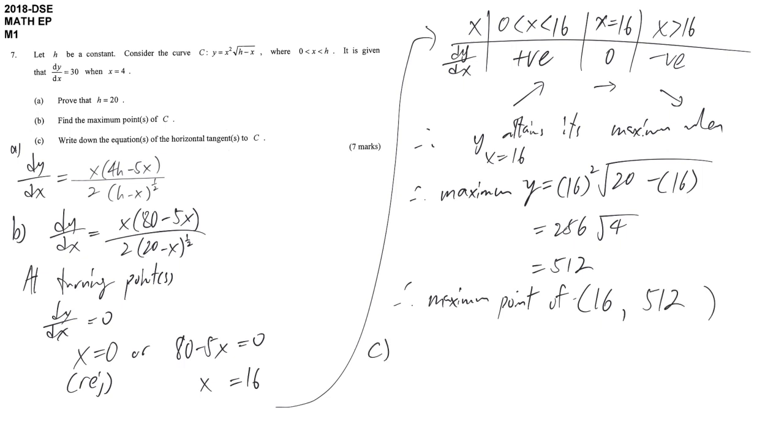The last part is totally rubbish. If you know that the graph is like this, then this is our maximum point (16, 512). Horizontal tangent means the slope is equal to 0. Of course, they are talking about this point. That's why you just need to write it down, you don't need to give any explanation. The answer is y equal to 512. That means this horizontal line.